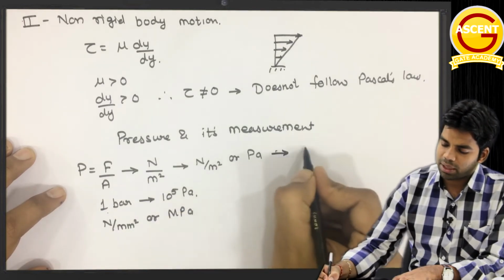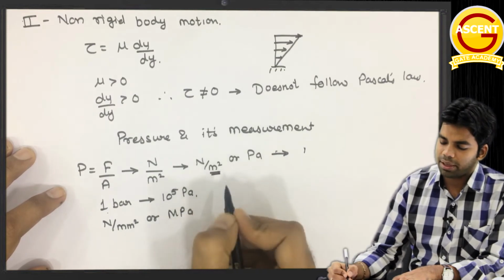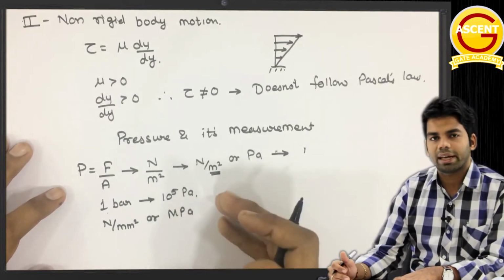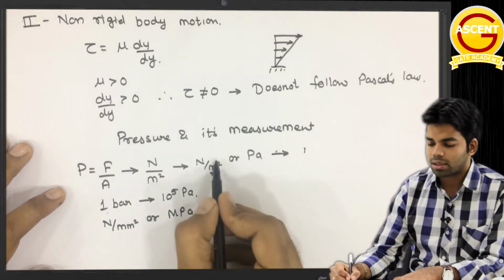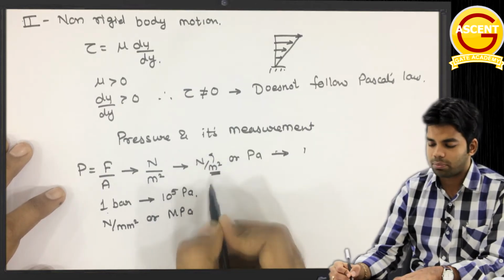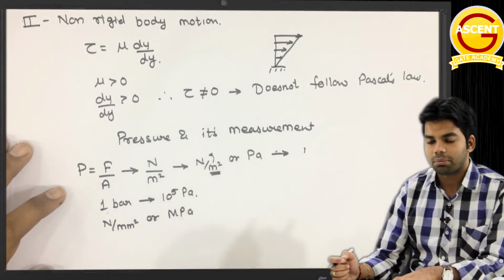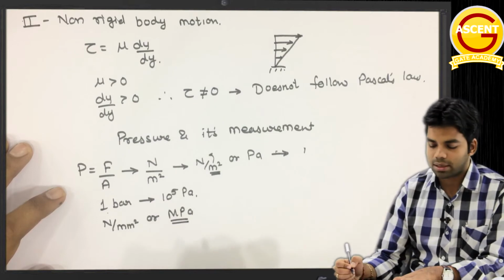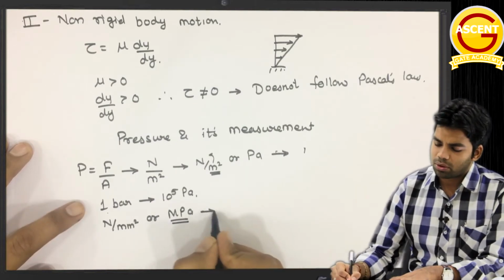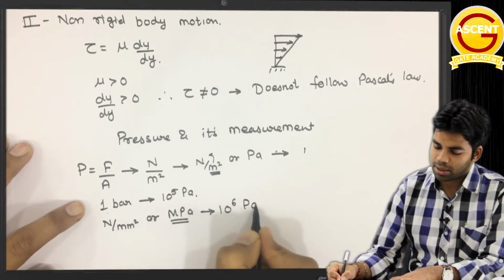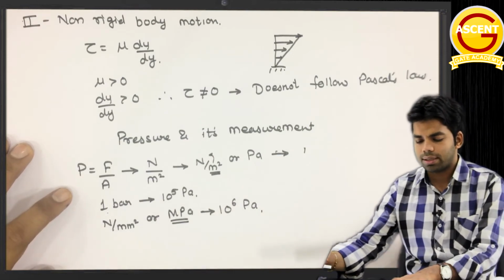This is Newton per meter square. If I convert this meter square into mm square, it will be 10⁻⁶ mm square. This 10⁻⁶ will go up and it will be 10⁻⁶ Newton per meter square. That means you can call it megapascal. So this will be 10⁶ Pascal. So this is the pressure and its unit.